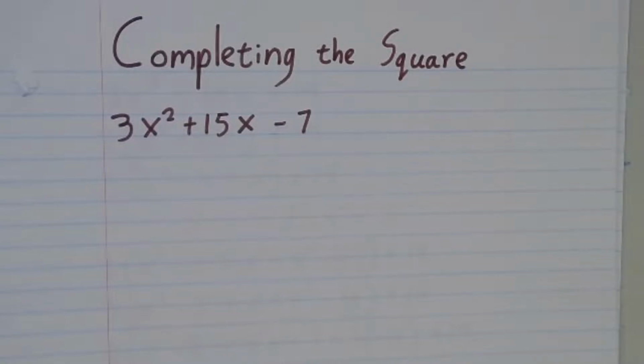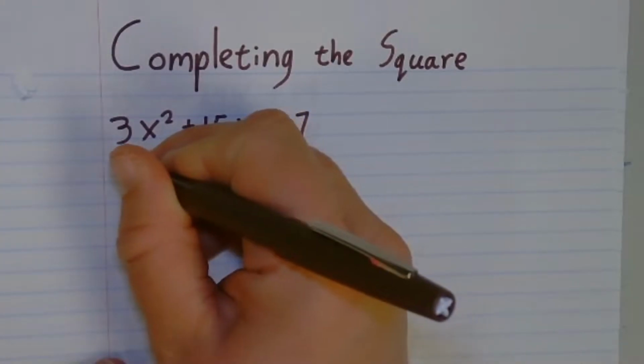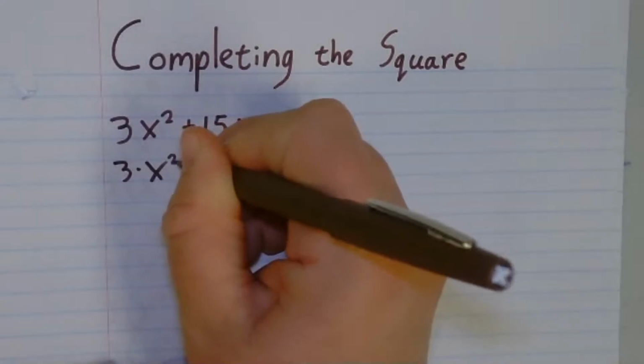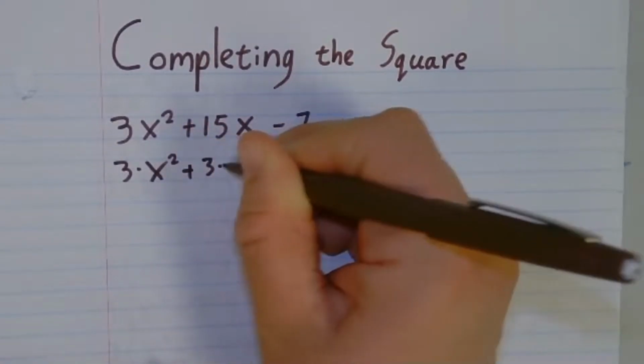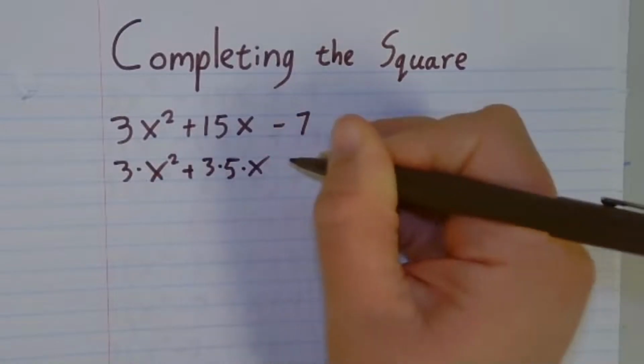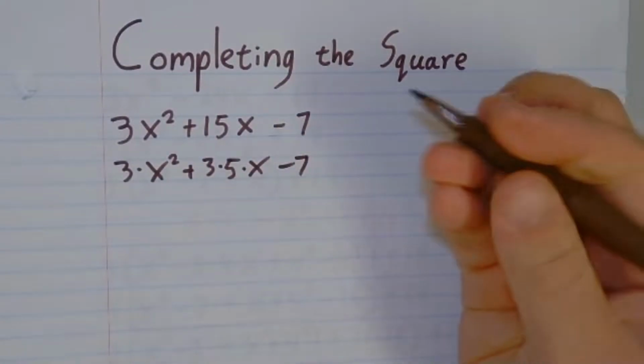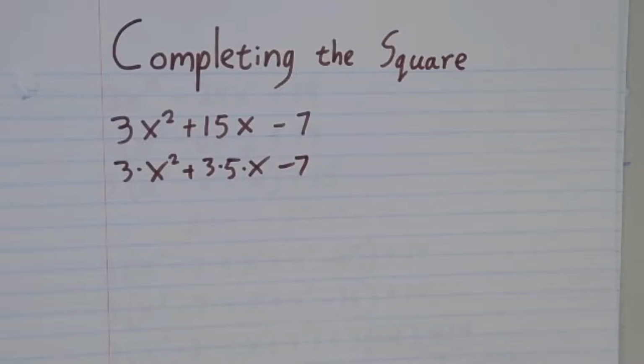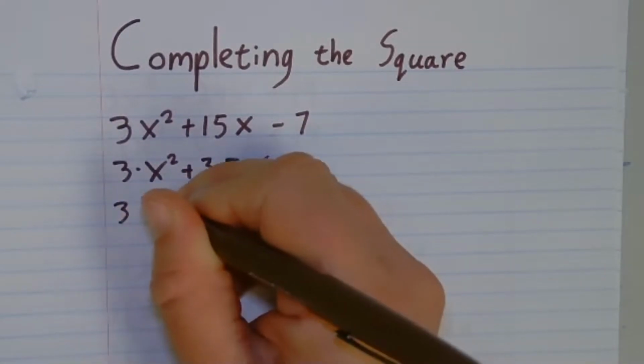Sometimes it doesn't work out quite as gracefully. But we can still use our rewriting strategies to complete the square, even if life gives us somewhat uglier trinomials to start with. This one starts out pretty well because I've got 3 times x squared, and 15 I can rewrite as 3 times 5. So factoring out that 3 is going to go fine.